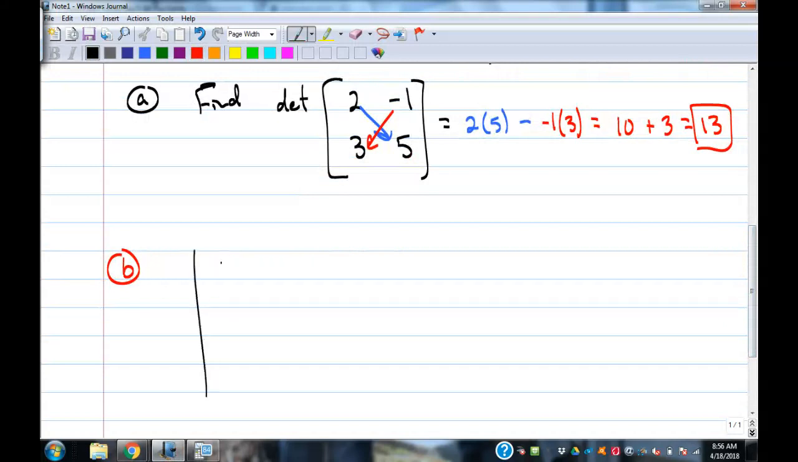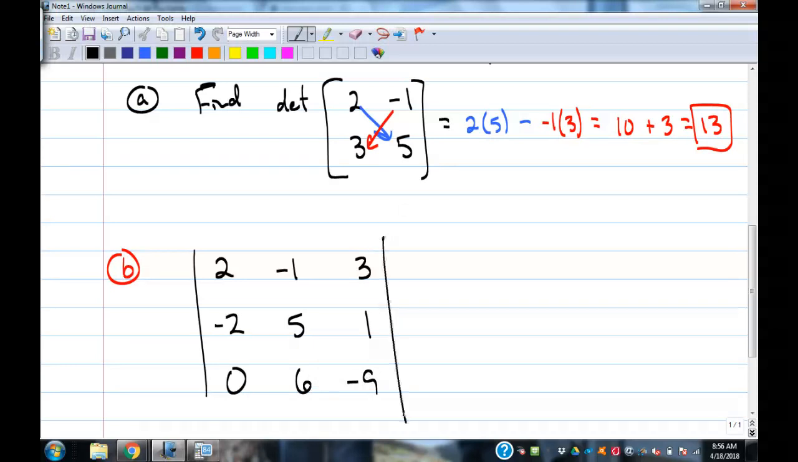So let's find the determinant of this 3 by 3. 2, -1, 3, -2, 5, 1, 0, 6, -9. So we've got a 3 by 3. It's a square matrix. If it's not square, then you can't find the determinant anyway. You'd say undefined, if it's not a square matrix. Okay, so we're just going to find the determinant of that using the calculator.